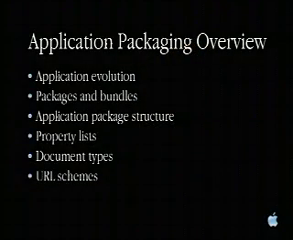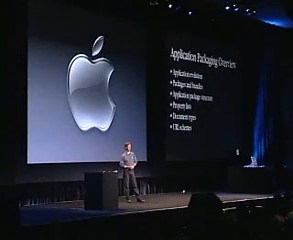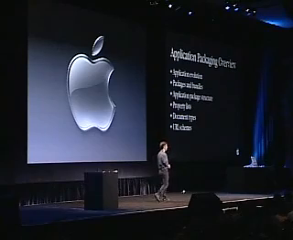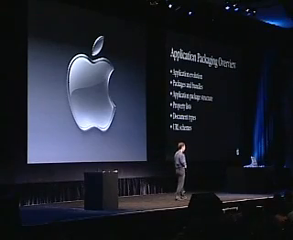I'd like to talk a little bit about what the traditional delivery mechanism, or structure, of an application is. And then look at this new choice, usually called a package, sometimes referred to as a bundle. I'll try to explain the difference between those two terms. And then really go into some detail of how an application package is structured, and look at some of the important internals, such as the property list, and how you express things like what types of documents your application can open and what types of URL schemes your application can handle.